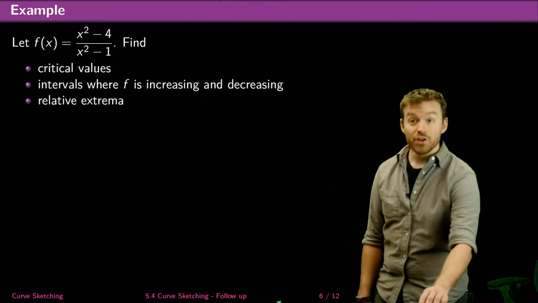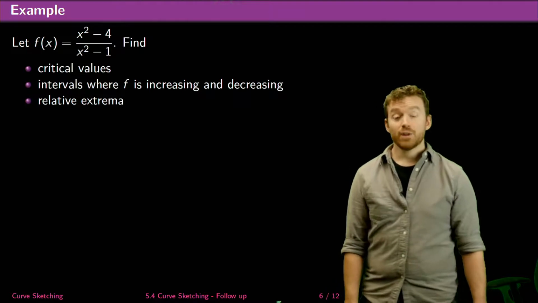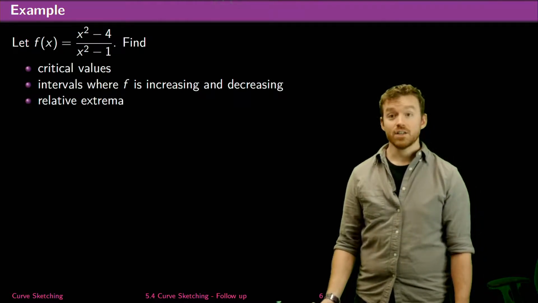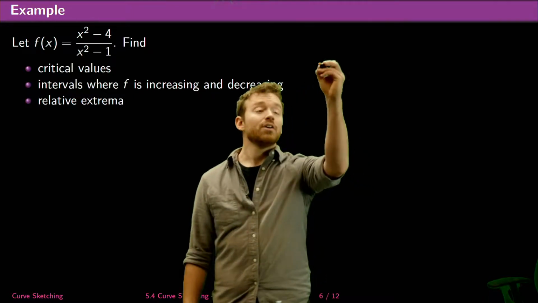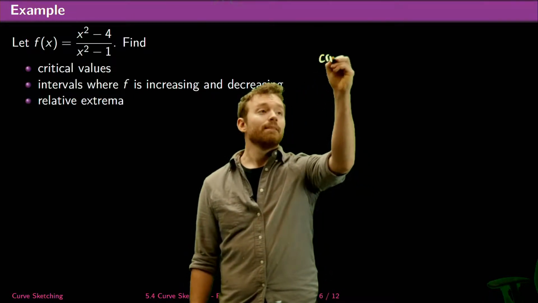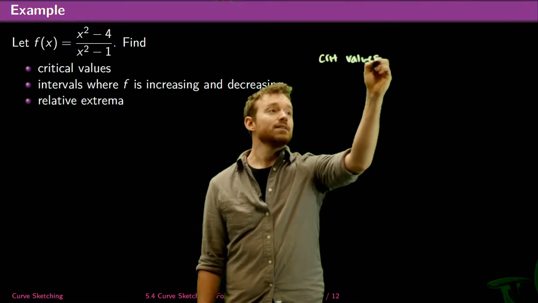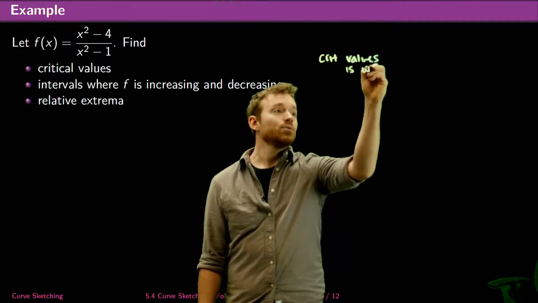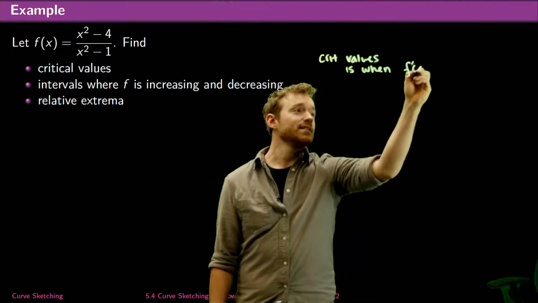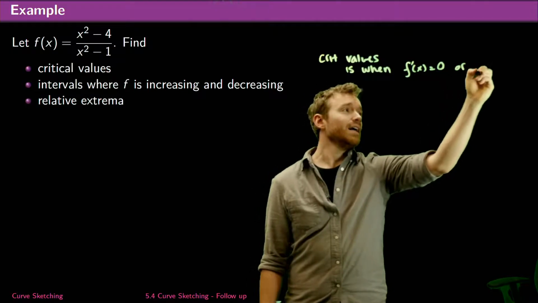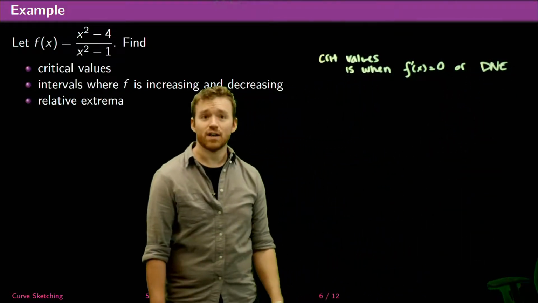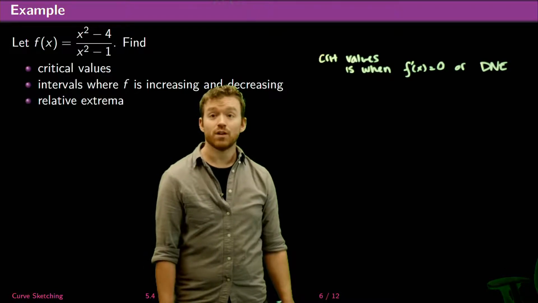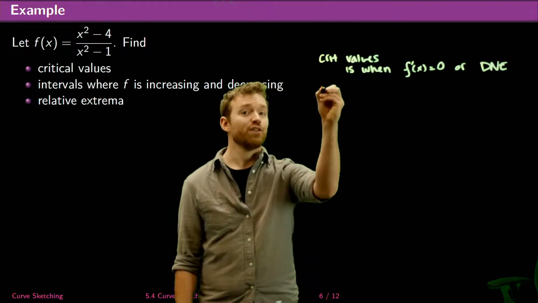I want to find what the critical values are, places where my function is increasing and decreasing, and relative extrema. So you'll recall that a critical value happens when f prime of x is equal to 0 or does not exist. So where is its derivative equal to 0? Well, we have to find the derivative first.